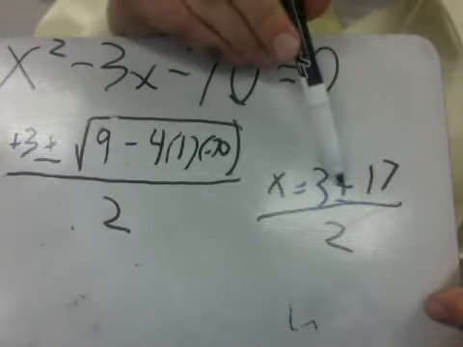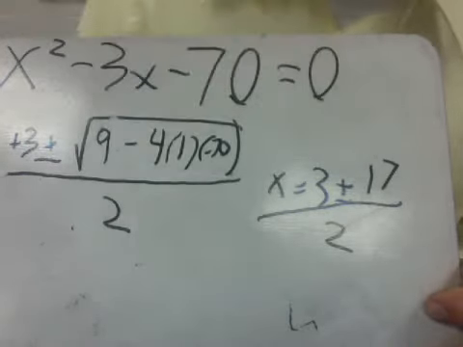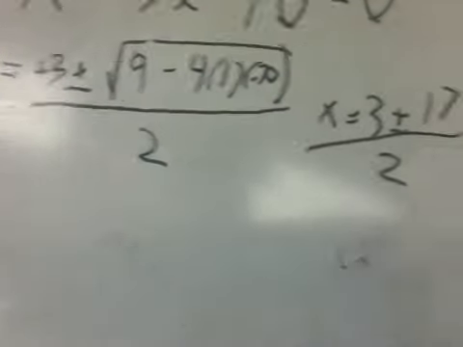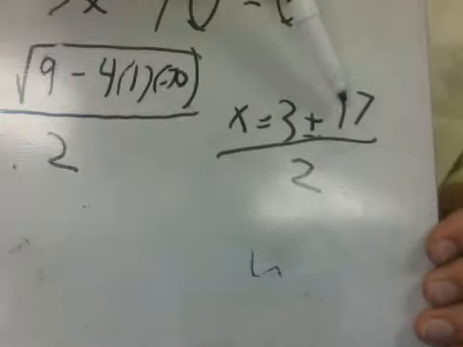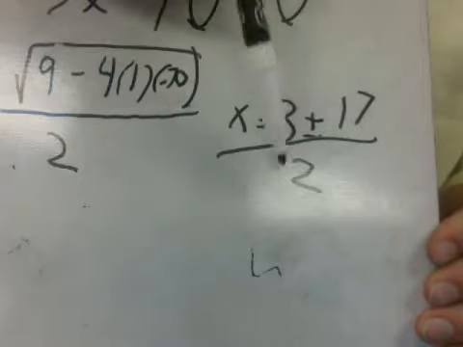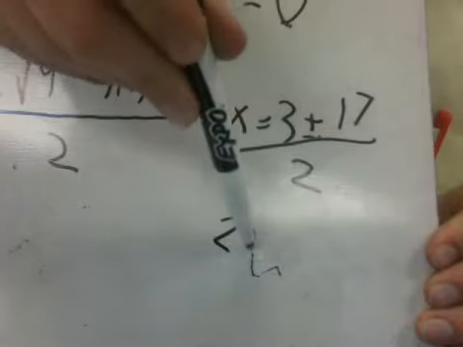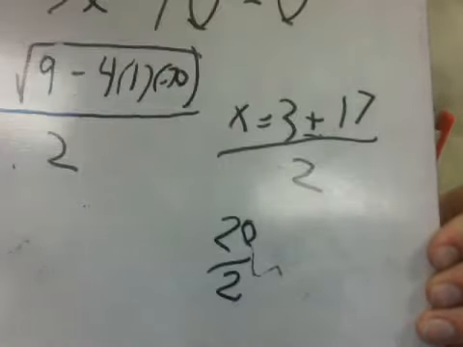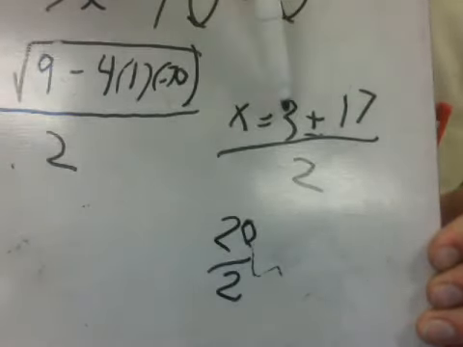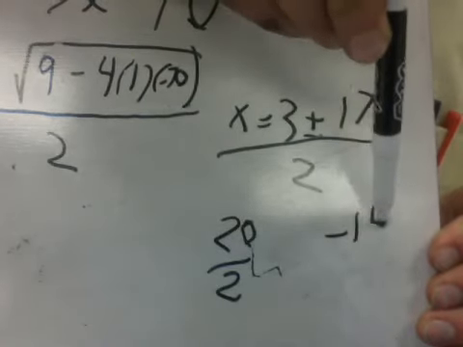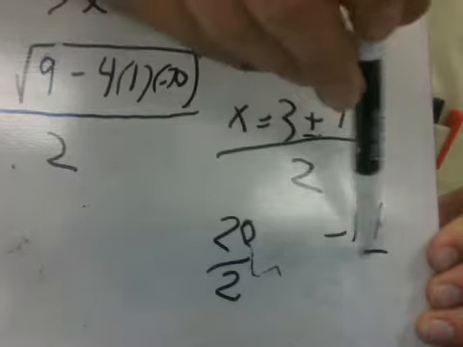Okay, remember that plus or minus means I'm going to have 2 answers, just like with any quadratic equation. So I do the plus way. So I do 3 plus 17, then I divide it by 2. So 3 plus 17 would give me 20, and I'm going to divide it by 2. And then I'm also going to do 3 minus 17. 3 minus 17 is going to be negative 14, and I'm going to divide it by 2.